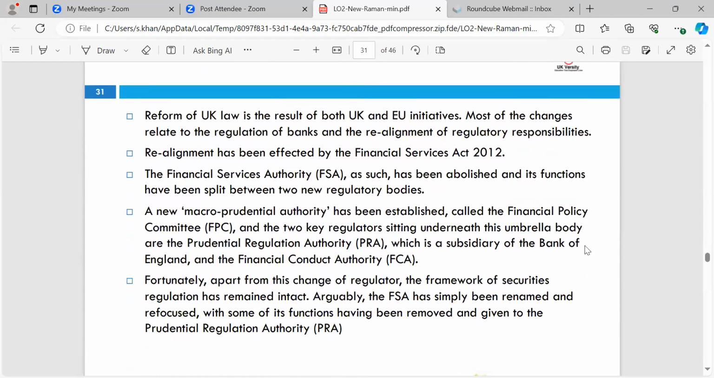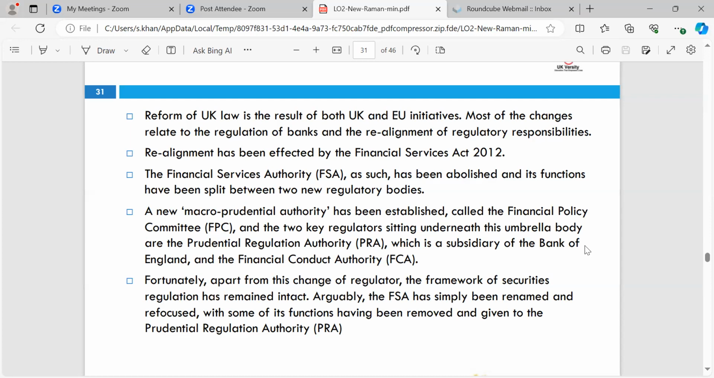Global financial crisis of 2008. Reform of UK law is the result of both UK and EU initiatives, most of the changes being to the regulation of the banks and realignment of regulatory responsibilities. Realignment has been effected by the Financial Services Act 2012. The Financial Services Authority, FSA, as such, has been abolished and its functions have been split between two regulatory bodies.